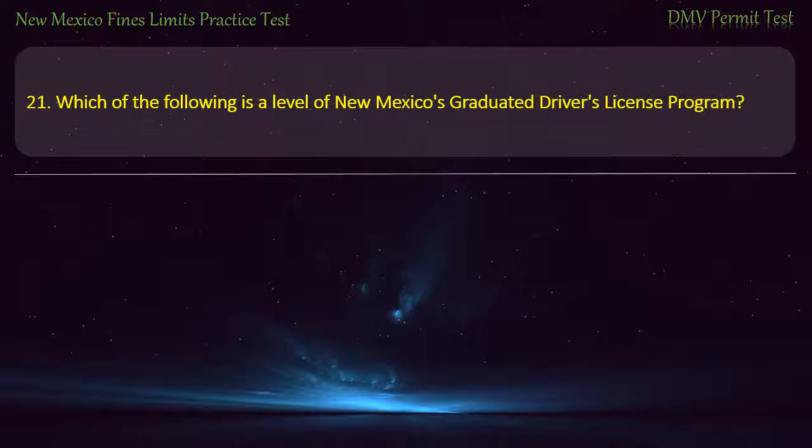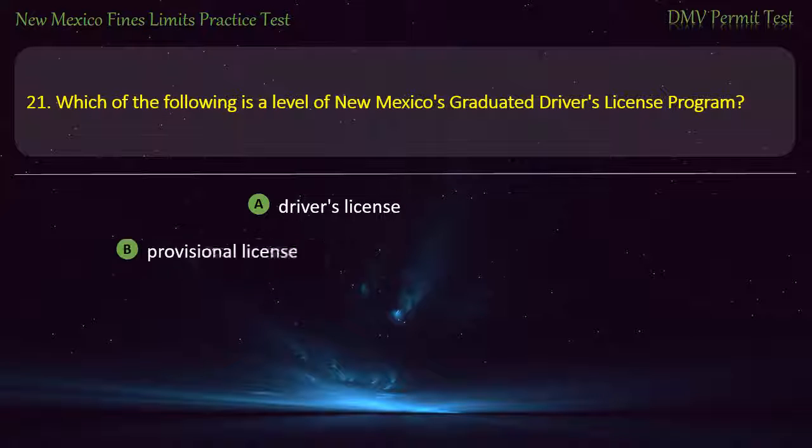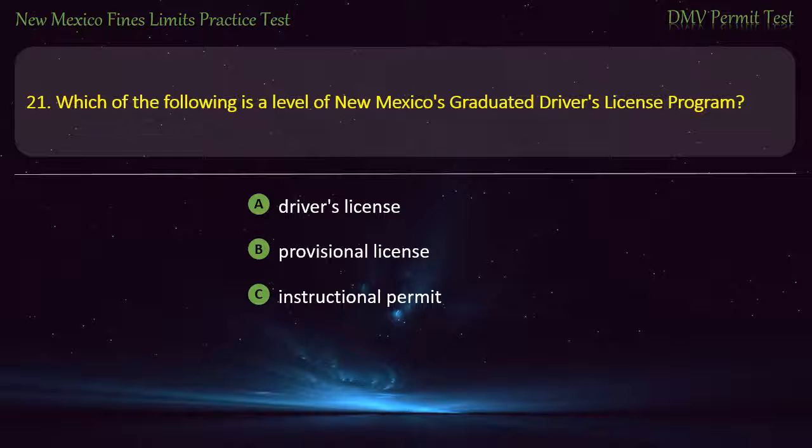Question 21. Which of the following is a level of New Mexico's graduated driver's license program? Driver's license. Provisional license. Instructional permit. All of these answers are correct. Answer. All of these answers are correct.